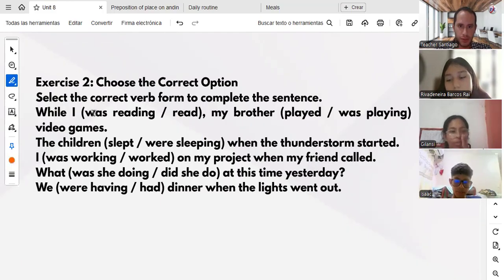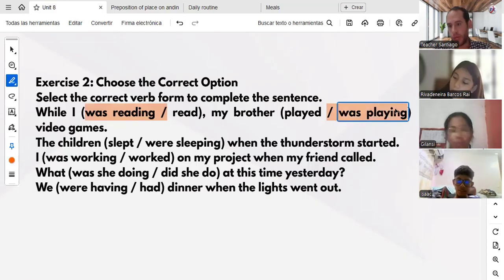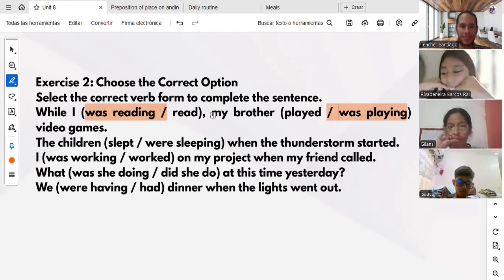My brother played. Two actions happening at the same time. My brother was playing. Mientras yo leía, mi hermano jugaba videojuegos, ¿cierto? Two actions happening at the same time. Dos acciones pasando al mismo tiempo. Okay, next one. Gilansi, please.